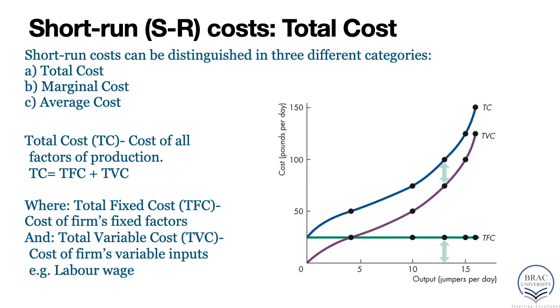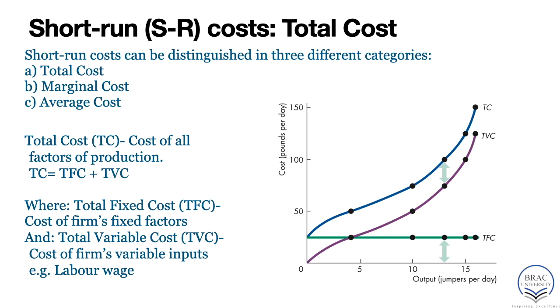We already know to produce more output in the short run, a firm must employ more labor, which means this will increase its costs. We describe the relationship between output and costs by using three concepts, which is total cost, marginal cost, and average cost. Let's begin with total cost first. So total cost, in short TC, is the cost of all the factors of production a firm uses.